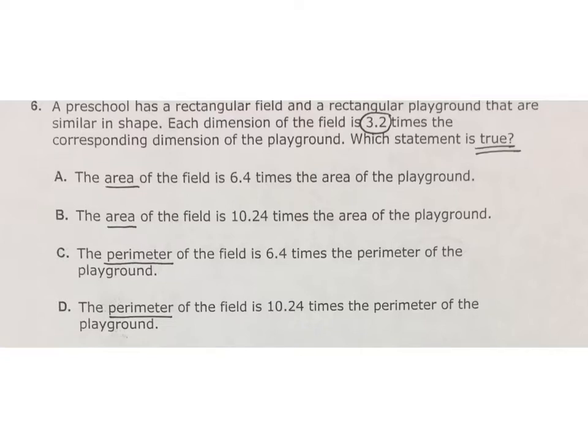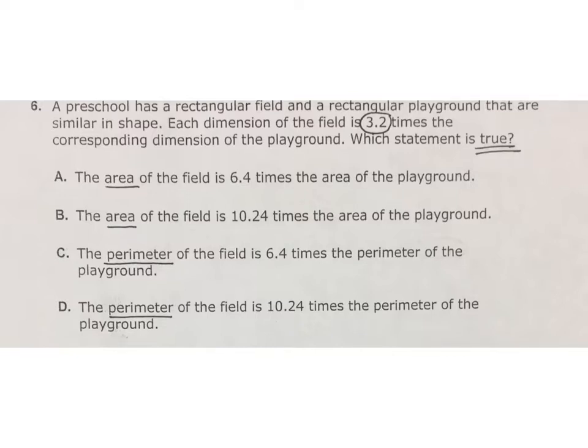Number 6. A preschool has a rectangular field and a rectangular playground that are similar in shape. Each dimension of the field is 3.2 times the corresponding dimension of the playground. Which statement is true?